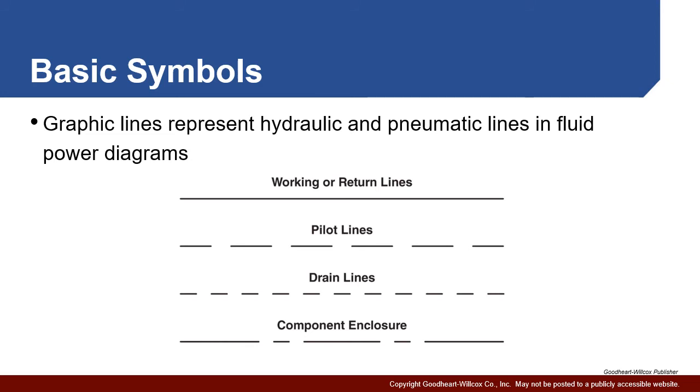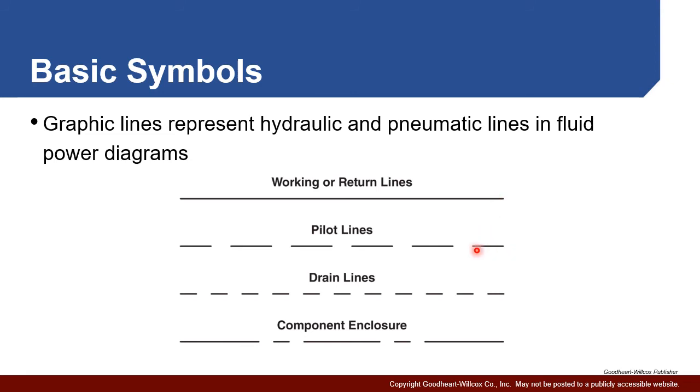So let's get started on the various symbol types. The fact is, lines are used in our diagram to represent a number of different things. If, for example, you see a solid line, that represents a conductor, something like a hose or a tubing or something like that. And there's actually going to be flow during normal operation.